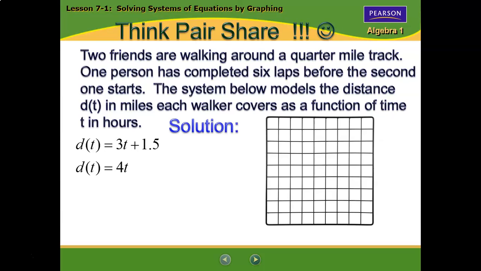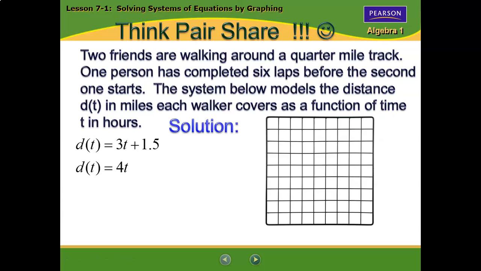So they went ahead and they defined your variables for you. They said t represents hours and d of t represents your distance in miles. So they gave you the system of equations. Now in lesson 7.1, we're always solving these systems by graphing. Later on, we're going to solve by a different technique.